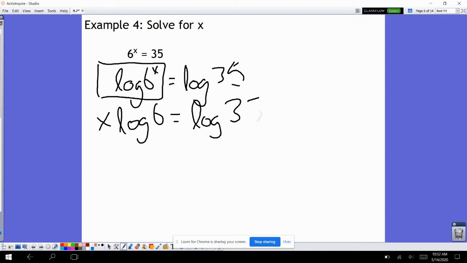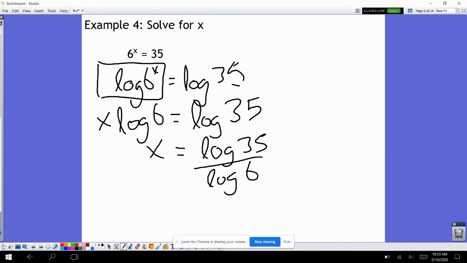It's very important that you remember that log of 35 is a whole number. Log of 6 is a value, a number that you have. So when you go to do this next step to isolate this x, this left-hand side is really x times log of 6. It's x times some number. It's not x times log times 6. It's x times log of 6. So in order to isolate this x, all we're going to do is divide. So you have x is log of 35 divided by log of 6.